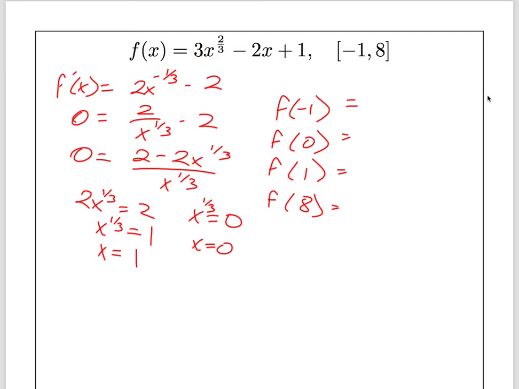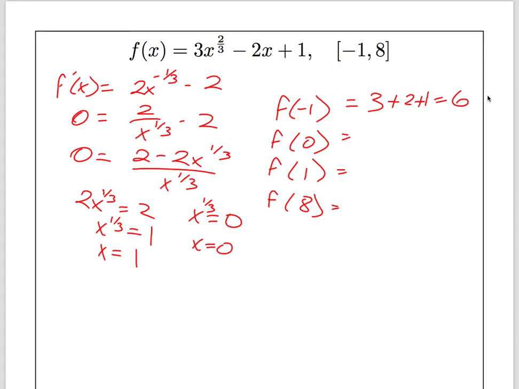All right, so plug in negative 1. Negative 1 to the 2/3. What does 2/3 want me to do with negative 1? Square it and cube root it, or cube root it and square it. Either way. I usually like to do the root first if possible. Sometimes you can't do the root first. It doesn't work out, but sometimes it does. So what's the cube root of negative 1? Negative 1. Negative 1 squared is 1, and 1 times 3 gives me 3, and then plus 2, and then plus 1. So we end up with 6 there.